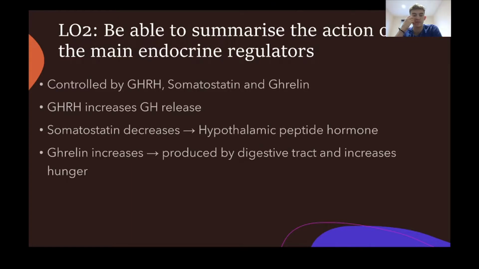So if we think about that three-step way with the hypothalamus and the pituitary, so the hypothalamus releases growth hormone releasing hormone, and then the pituitary releases growth hormone, so we kind of miss out that last step of any gland. It's just straight from the anterior pituitary out to the system. We also have the somatostatin, which is a hypothalamic peptide hormone, which decreases growth hormone release. We also have ghrelin, so this is a hormone that's produced in our digestive tract, and it increases our appetite, so makes us hungry, and that will also increase your growth hormone production.